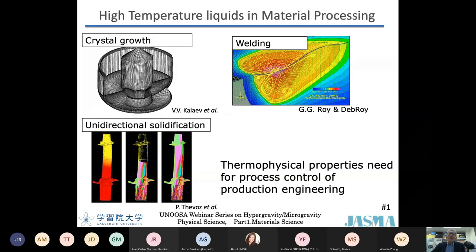This is a picture of material processing on the ground. Here is the crystal growth of a silicon crystal, here is the welding of steel material, and here is the solidification process for high nickel-based superalloys, a solidification casting process simulation. These process controls need some physical properties, and these liquids are at high temperature. So our research is on the immiscible liquid process, and interfacial phenomena are the main interest, but we need some physical properties of high temperature liquid. So please, next.